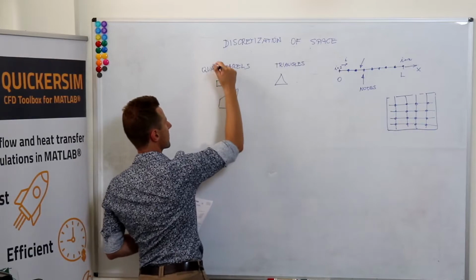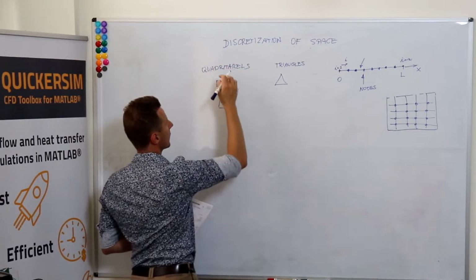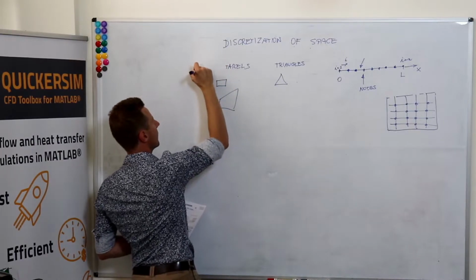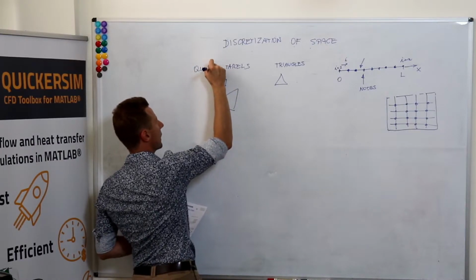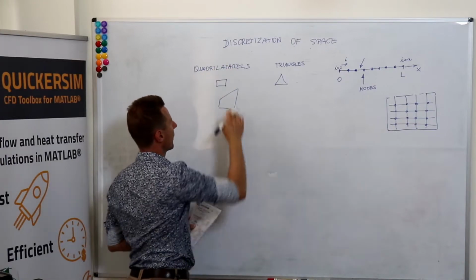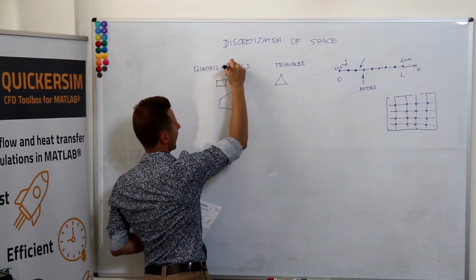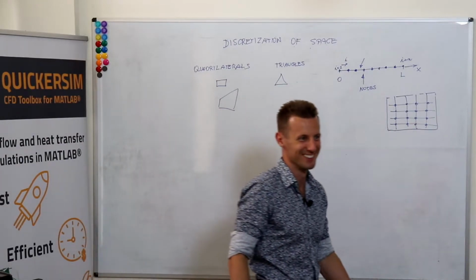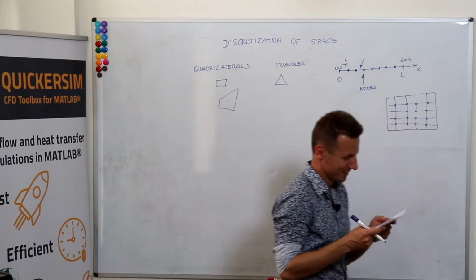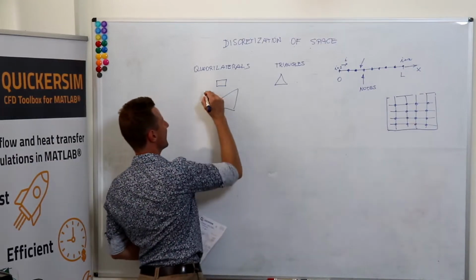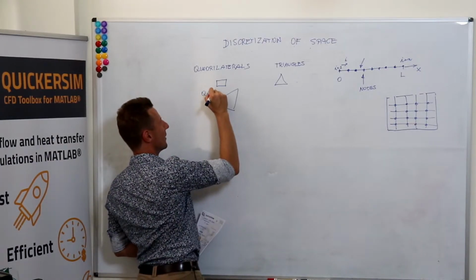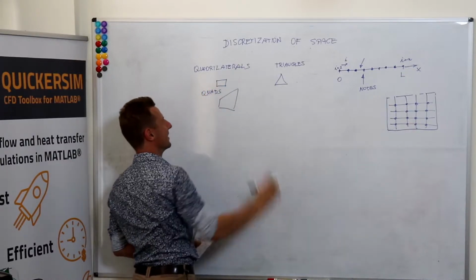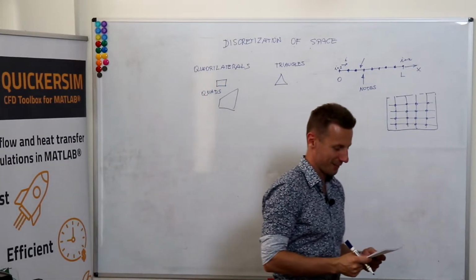What's it called in short? Quadrilaterals. Now it's good. Quads, exactly.